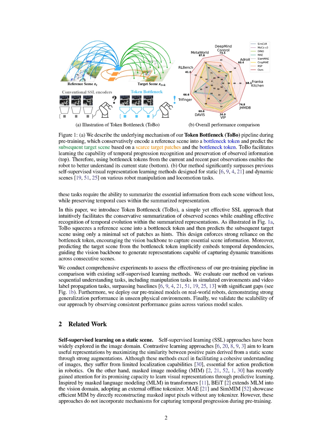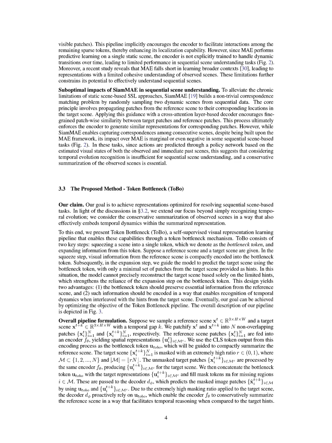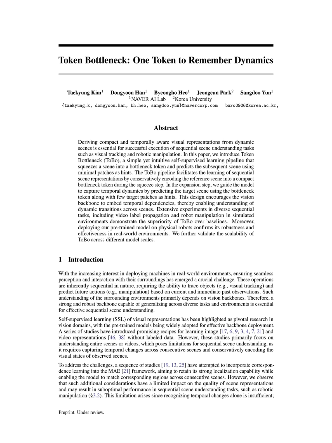Additionally, while ToBo captures essential scene information and temporal dynamics, it may struggle in environments with highly complex or unpredictable dynamics that require more nuanced representations than what the bottleneck token can provide. Furthermore, the method's performance could be suboptimal in tasks that necessitate a broader contextual understanding beyond the immediate scenes, as indicated by the limitations of previous methods like MAE and SiamMAE. Lastly, in cases where the visual states of observed scenes are not sufficiently distinct or informative, ToBo may not achieve the desired level of performance, particularly in intricate robotic manipulation tasks.